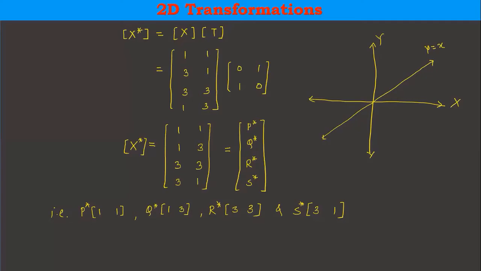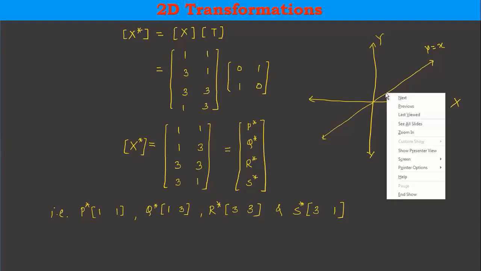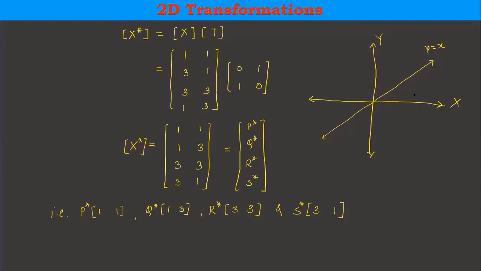Then if you plot the quadrilateral PQRS, the original quadrilateral PQRS. So what is that? 1, 1 means we will get it here, that 1, 1 point. Then 3, 1 is somewhere here. Then 3, 3 is somewhere here, and then 1, 3 is suppose here. So like that we have a quadrilateral PQRS, something like that. This is our point P, Q, R, and S.